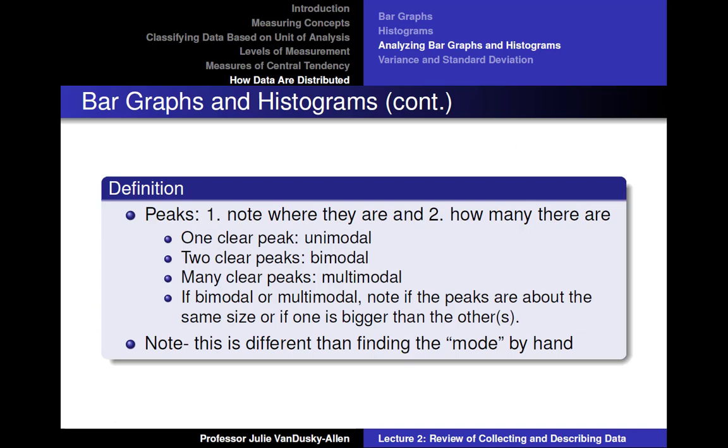Now, when you describe the peaks in the graph, you should note how many there are and where they are at. If there is only one clear peak, the graph is unimodal. If there are two clear peaks, the graph is bimodal. If there are many clear peaks, the graph is multimodal. And if there's more than one clear peak, note if the peaks are about the same size or if one is bigger than the others. Also note, as this is a bit confusing, that calculating the mode by hand is different than identifying the mode or modes in a graph.